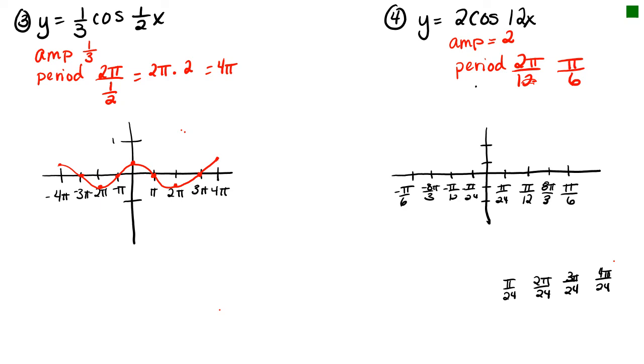All right, cosine starts up, goes there, comes down, comes back up, goes there. Down, down, up, up. There's the W I'm looking for. Oops, let's make that dot bigger. All right, so there's my cosine, y equals 2 cosine 12x.